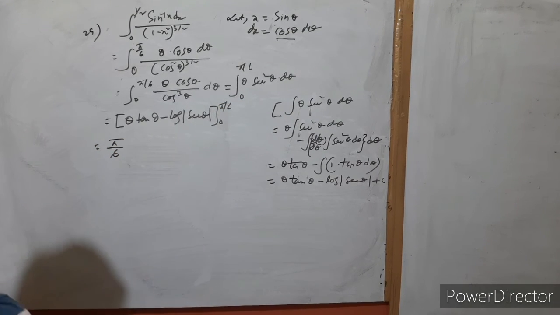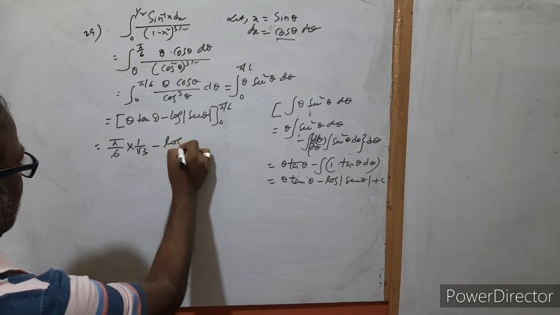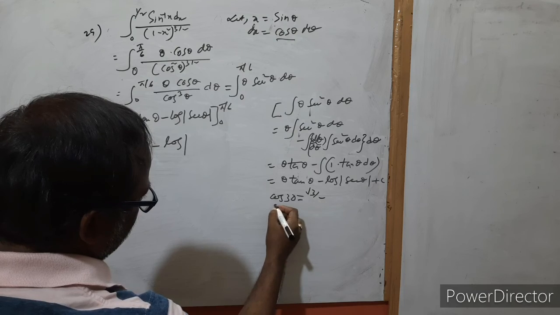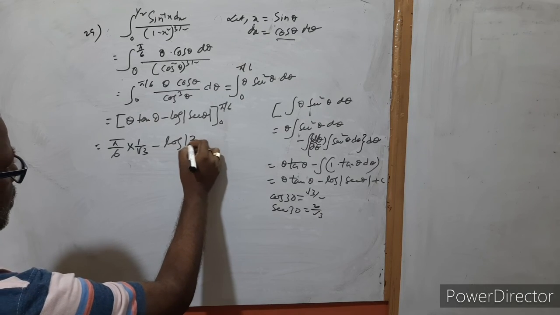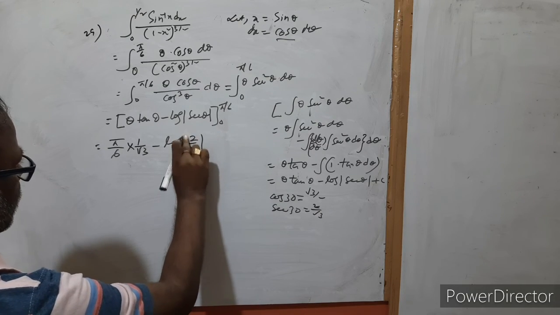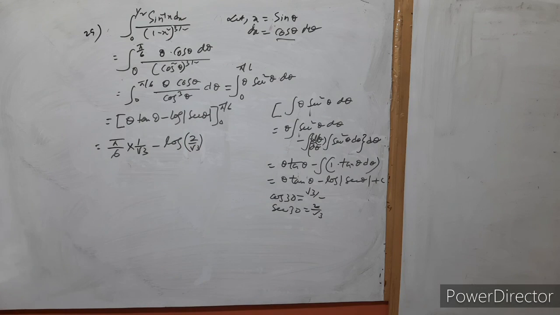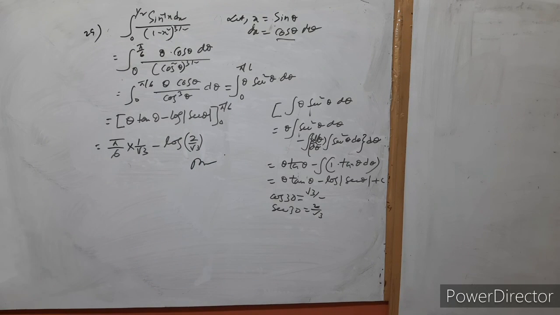This is pi by 6 tan 30. Tan 30 means 1 by root 3, minus log of sec 30. Cos 30 is equal to root 3 by 2, so sec 30 is equal to 2 by root 3 here. This is a positive value, not negative, with the mod sign. This is the answer. If we put 0, then this is 0, and sec 0 is 1, log 1 is 0.